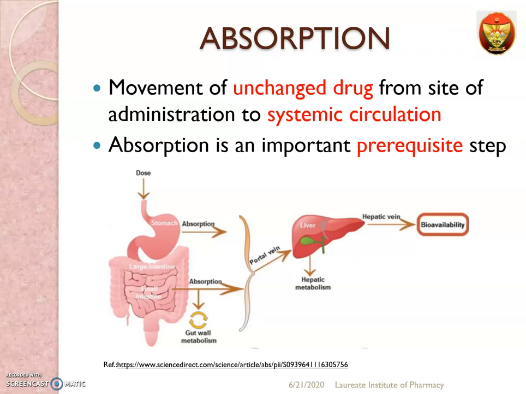Once the drug enters the portal vein, it will enter into the liver, which is a metabolizing organ of our body, and then after metabolism of the drug, the drug will enter into the hepatic vein and it is circulated to different organs through systemic circulation.